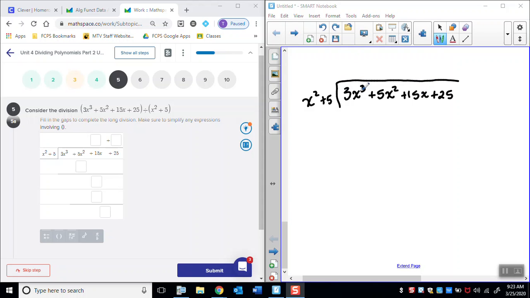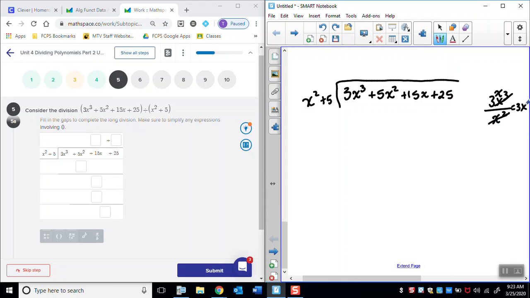Okay, so you have here 3x cubed divided by x squared. 3x cubed divided by x squared. The x squared cancels out, so if I take out x squared from here, I have 1x left. So you have 3x. Okay?